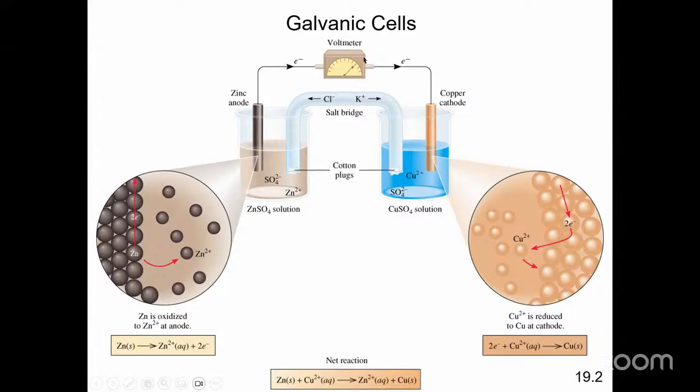So the first type of reaction we're going to look at are the reactions that will occur in what we call galvanic cells. And this is an example of such a cell, right? So let me describe what's happening here.